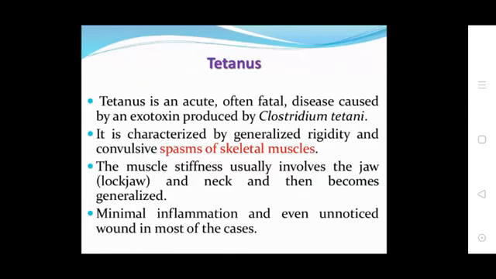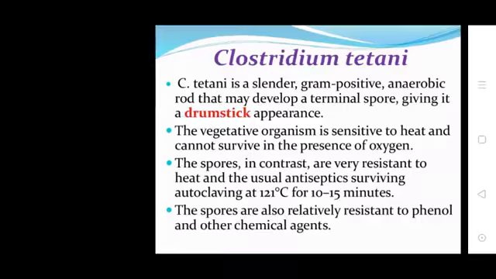Tetanus is an acute, often fatal disease caused by an exotoxin produced by Clostridium tetani. It is characterized by generalized rigidity and spasms of skeletal muscles. The muscle stiffness usually involves the jaw (lockjaw) and neck, and then becomes generalized. There is minimal inflammation, and in most cases the wound is even unnoticed.